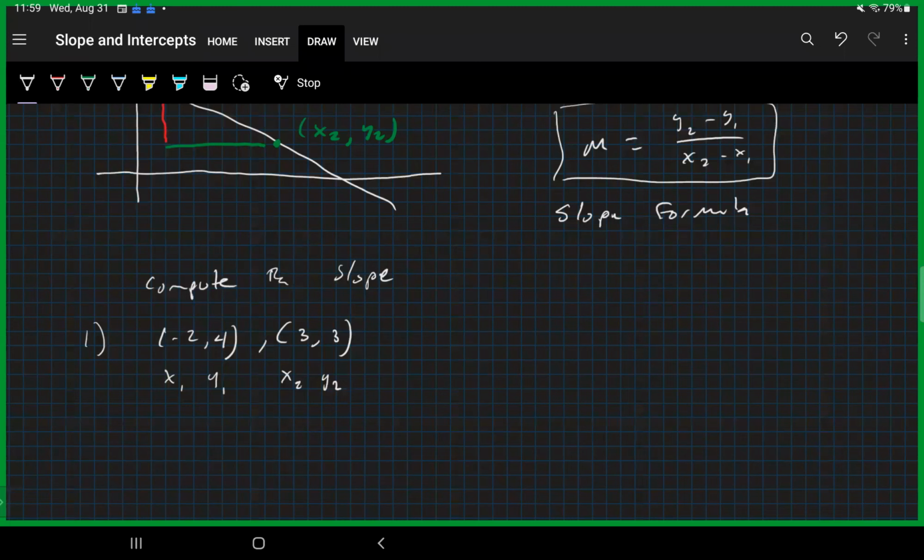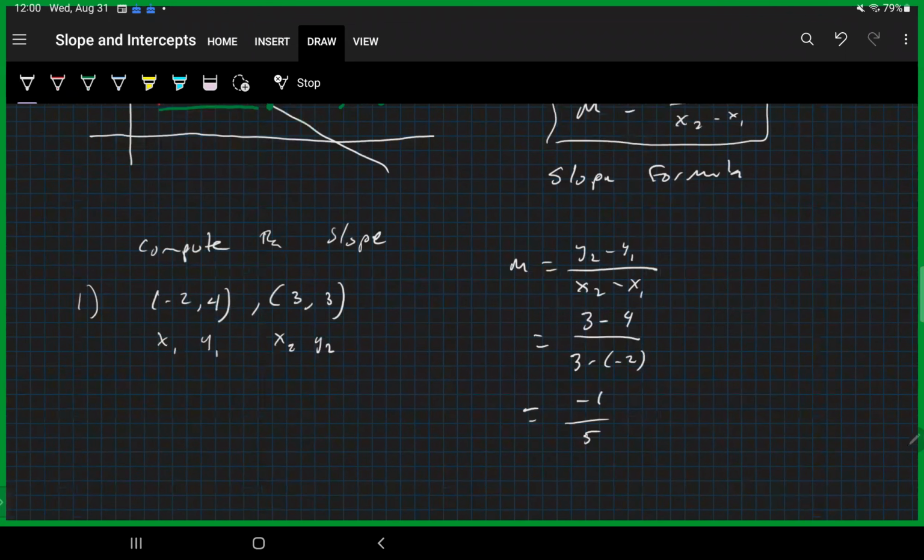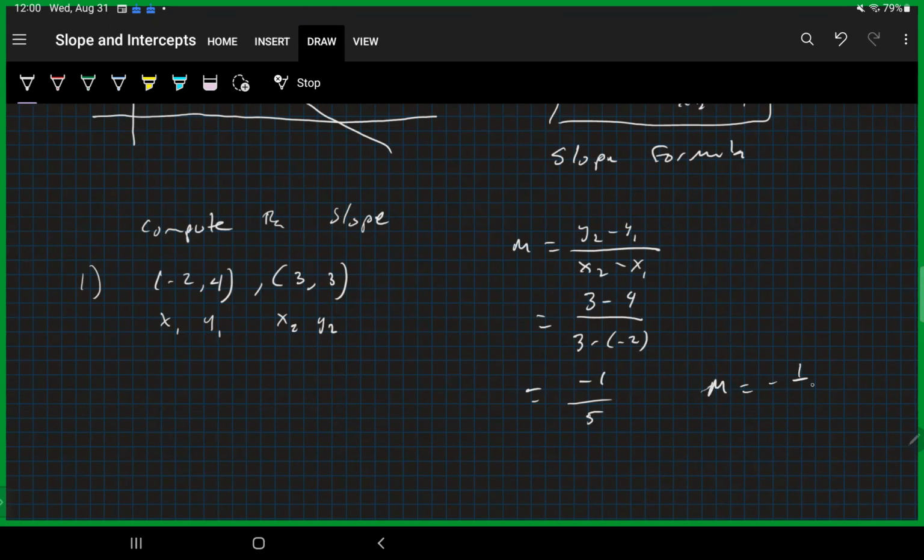So once I get my points assigned, I'm going to write my formula down. m is y2 minus y1. The y's are always on top. Rise over run. x2 minus x1. And I'm going to plug the values in accordingly. So 3 minus 4, y2 minus y1, and 3 minus -2. The formula has subtraction in there because it's a difference in the x's and difference in the y's. So make sure you're paying attention to your signs. So 3 minus 4 is -1. That turns into 3 plus 2, which is 5. So my slope is -1/5.